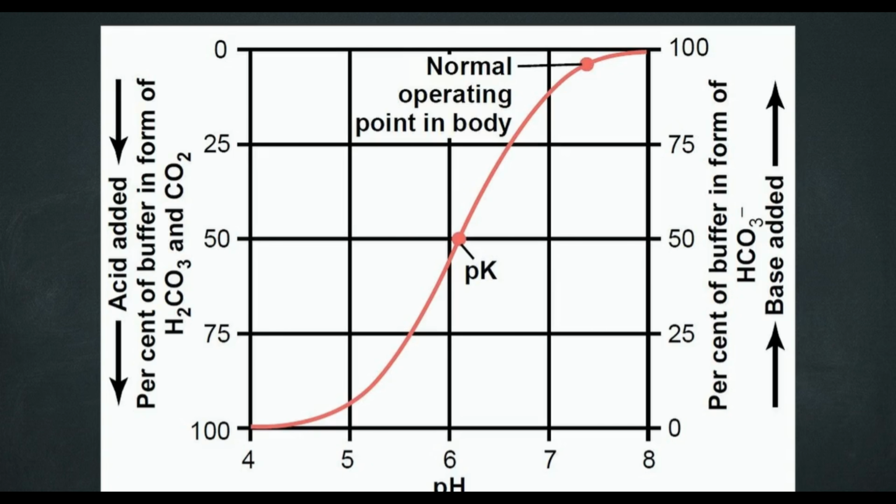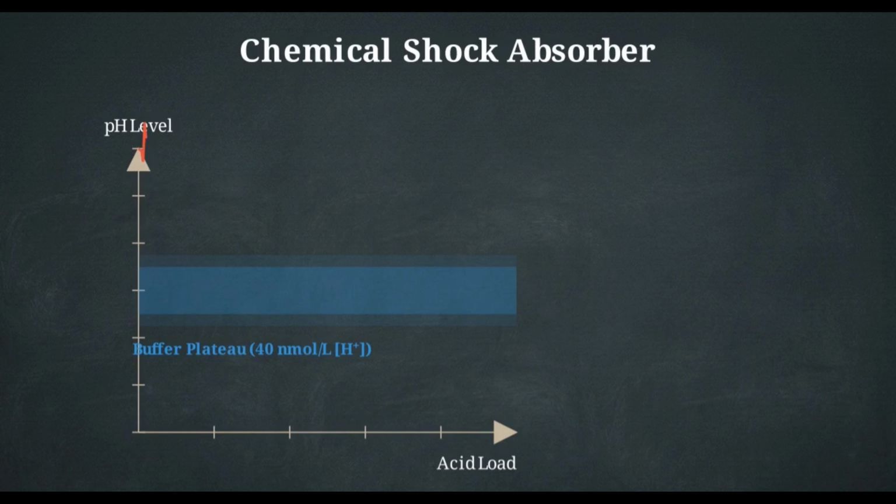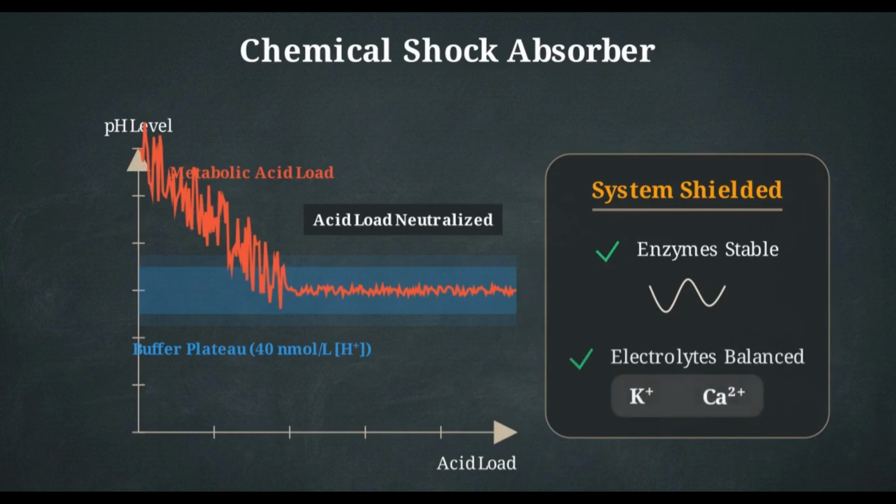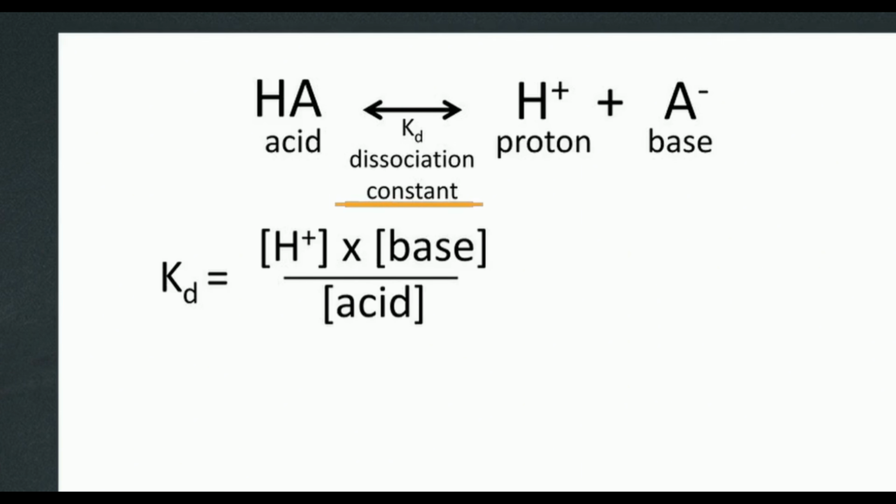This chart maps the percentage of buffer components against the resulting pH, creating a sigmoid curve. Note the body's normal operating point on the flat central plateau. Here, the body absorbs large amounts of metabolic acid with almost zero change in pH. By maintaining its internal chemistry on this specific plateau, the body neutralizes the acid load and prevents fatal protein and electrolyte disturbances. To manage this chemistry, we use the dissociation constant, or KD.